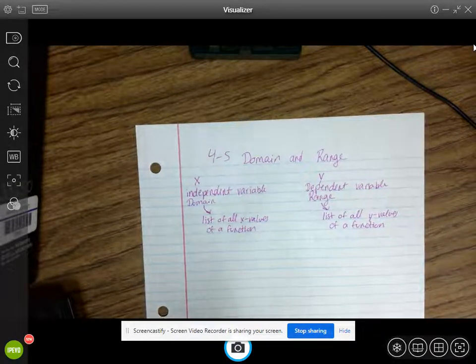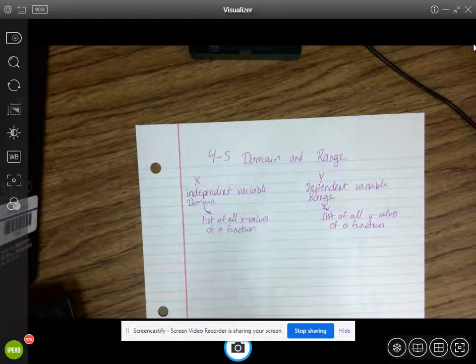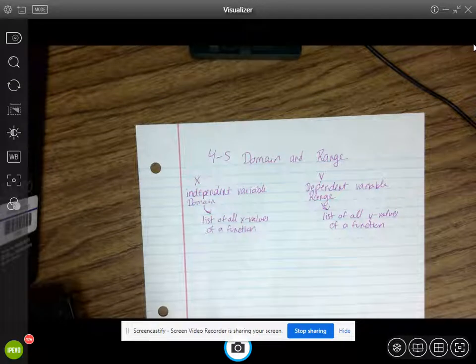So when I give you a function and I ask you what's the domain, you're just going to tell me all the X values. If I give you a function, I ask you the range, you're going to give me all the Y values. Okay, I can give that to you in a table. I can give that to you as coordinate points. I can give it to you as a graph.